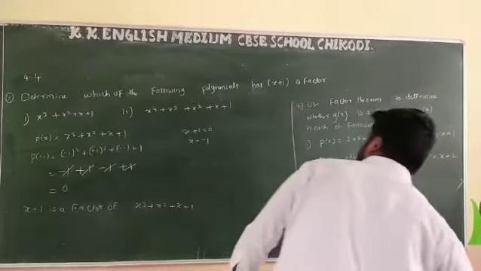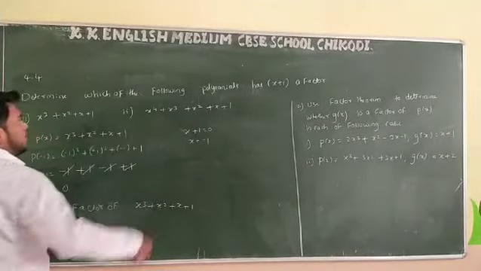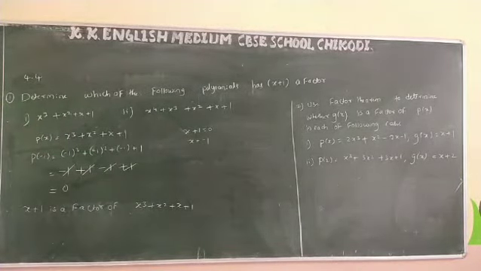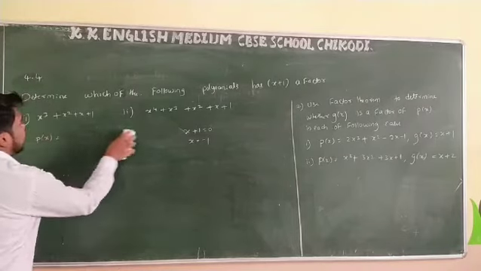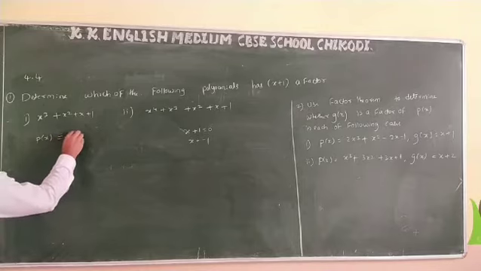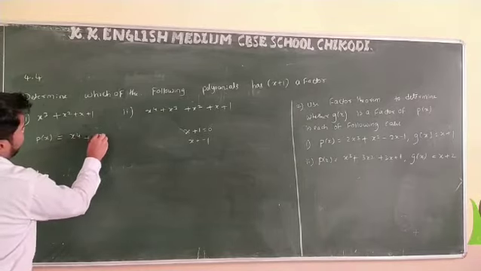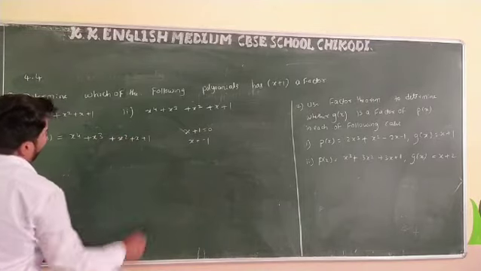Okay, so we'll check one more question, that is the second question, x raised to 4 plus x cube plus x square plus x plus 1, and the remaining 2 examples you have to solve by yourself. We'll just change the equation here, that is our second equation is p of x is equal to x raised to 4 plus x cube plus x square plus x plus 1.